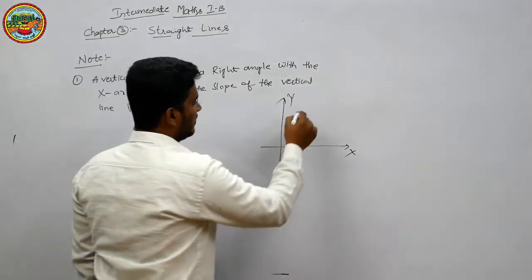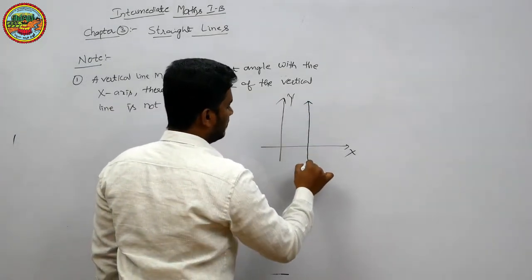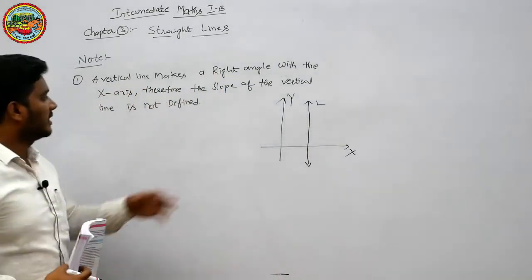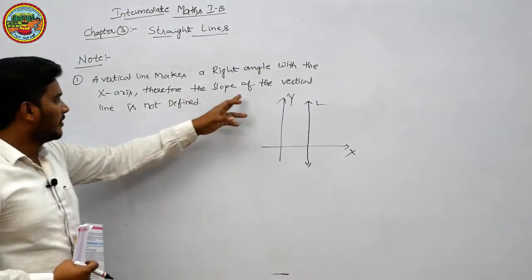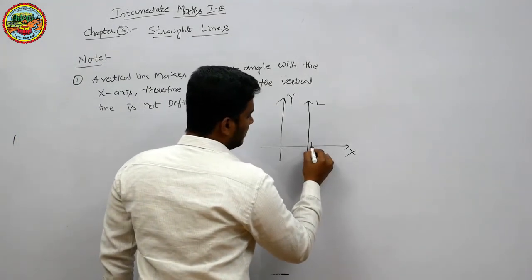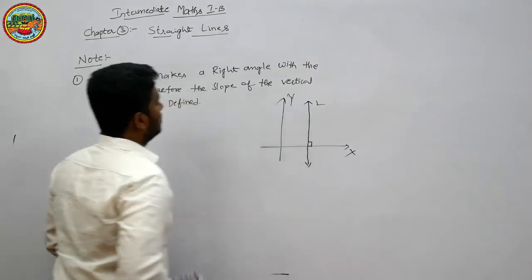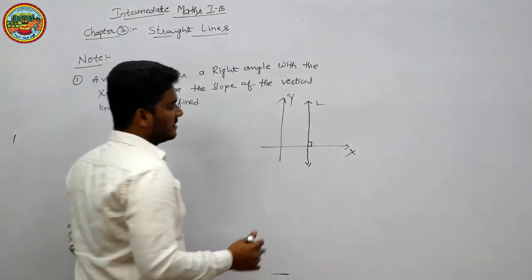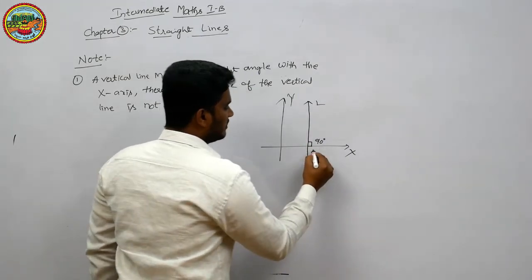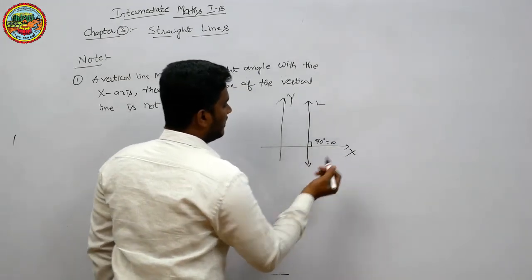Suppose this is a vertical line L. Therefore the slope of the vertical line is not defined, because if it makes a right angle, the angle is 90 degrees. Here theta is equal to 90 degrees.